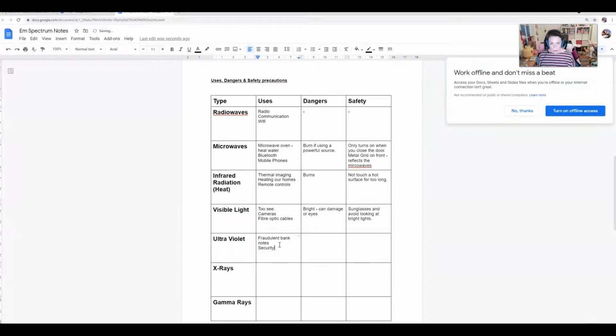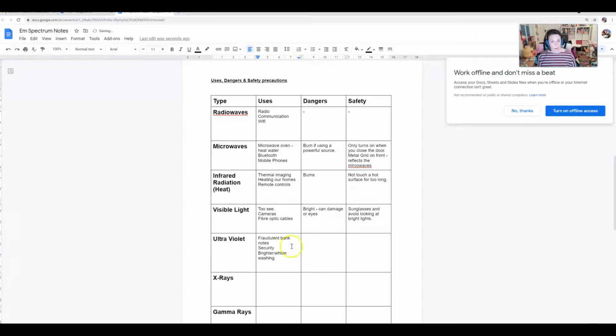We also use it in washing powder. So you put ultraviolet particles inside the washing powder. It makes the washing look much brighter and whiter. So we use it for brighter, whiter washing. Can't think of anything else. Apart from the fact that it's used for tanning. So you can get a suntan from it.